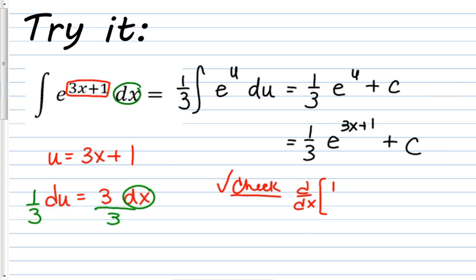The way to derive e to the x is basically you leave e to the x alone, and then you multiply by the derivative of the exponent. The derivative of the exponent is 3, right? Because 3x plus 1, the derivative of that is 3. And that's how the 1/3 disappears because of the 3. And so I have e to the 3x plus 1 power, and that is the integral I started with.